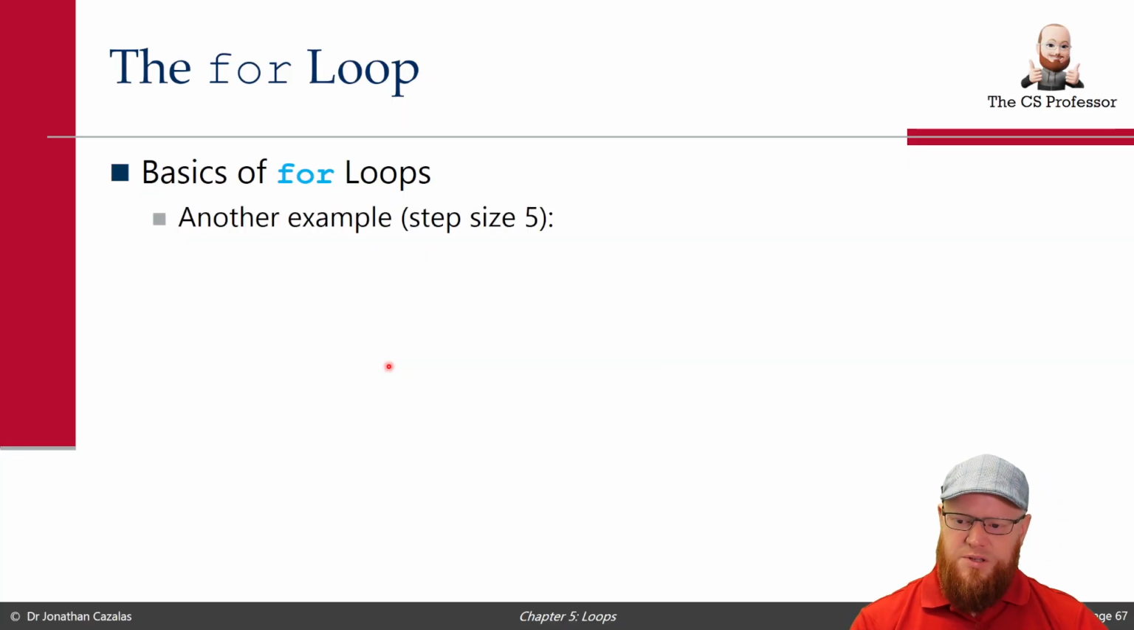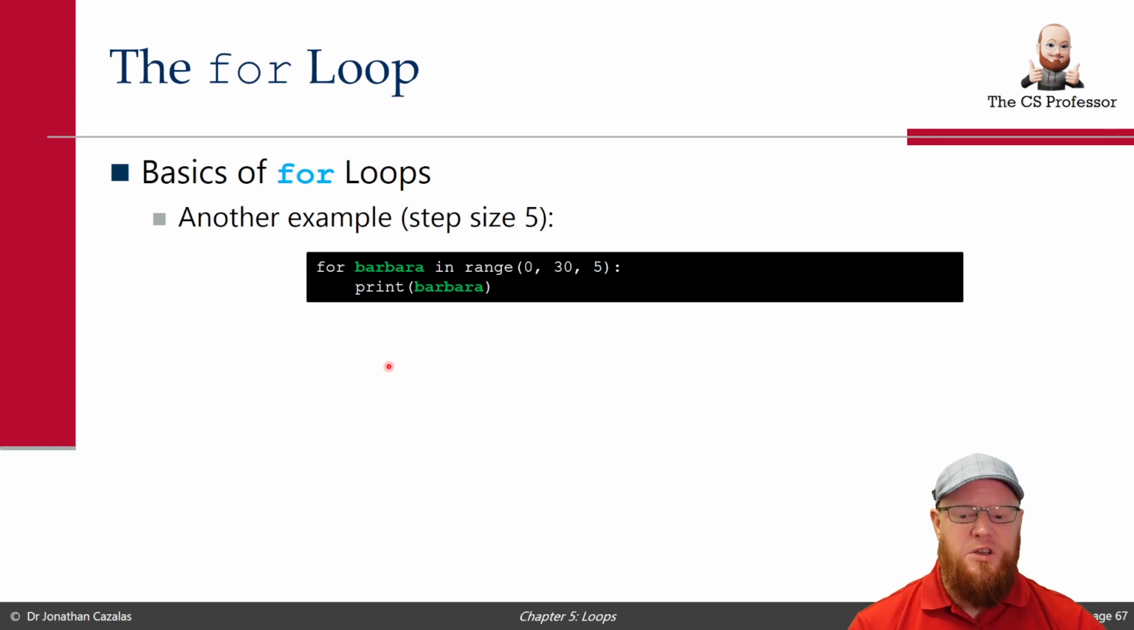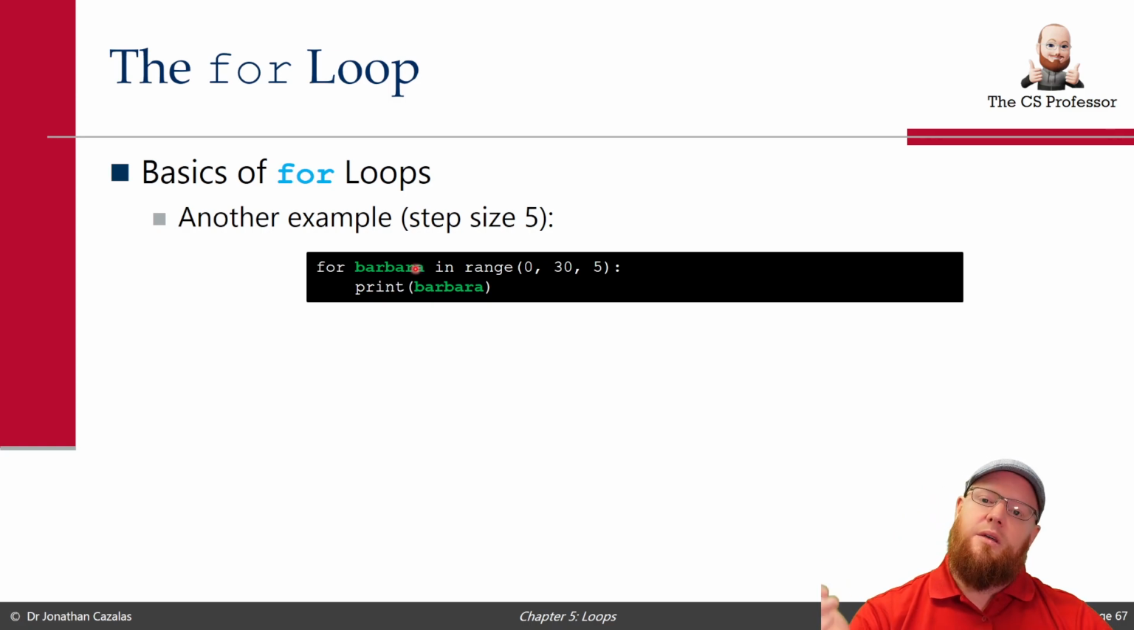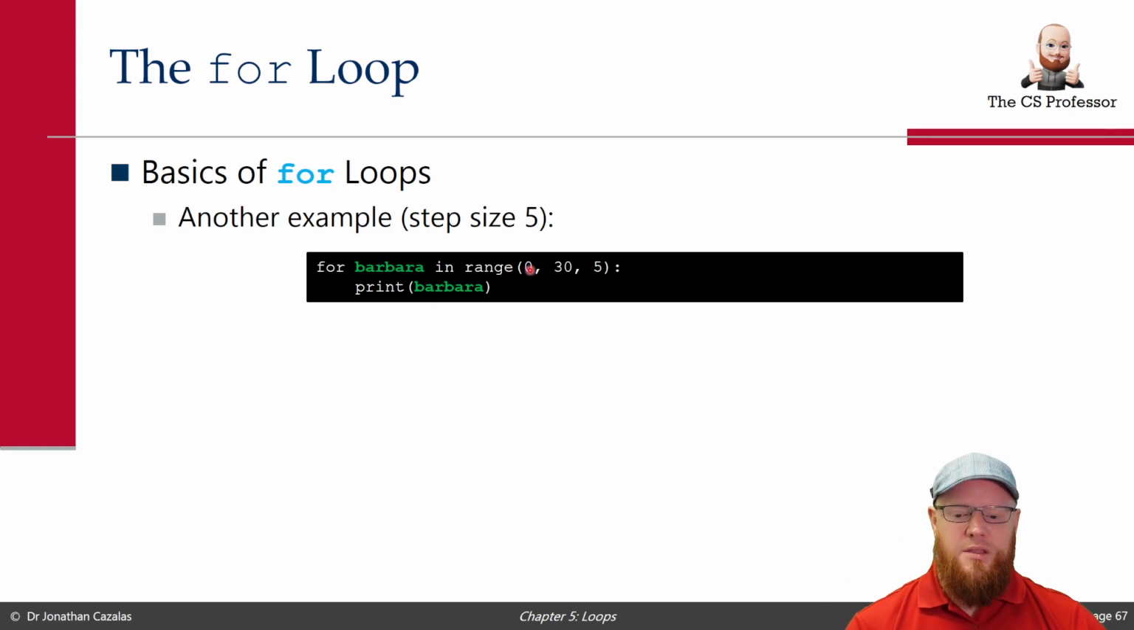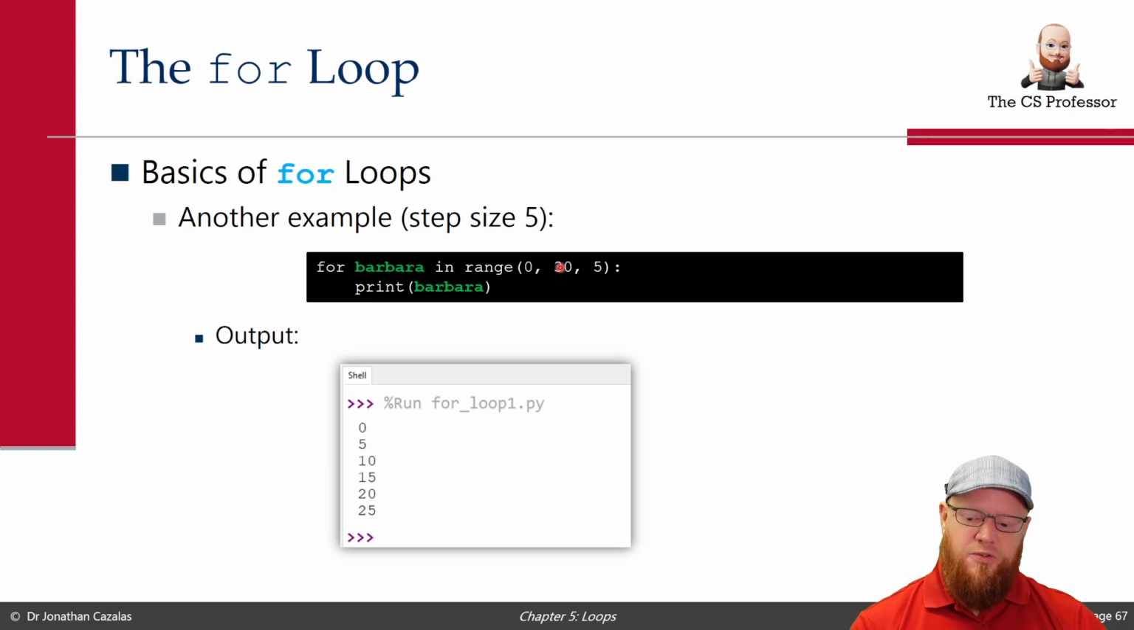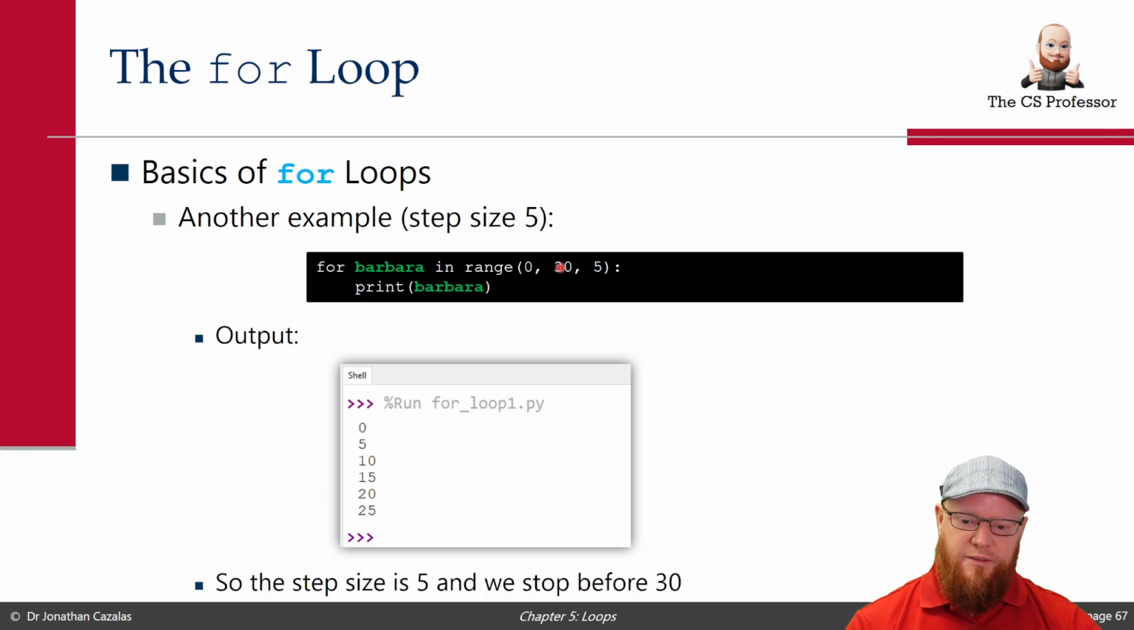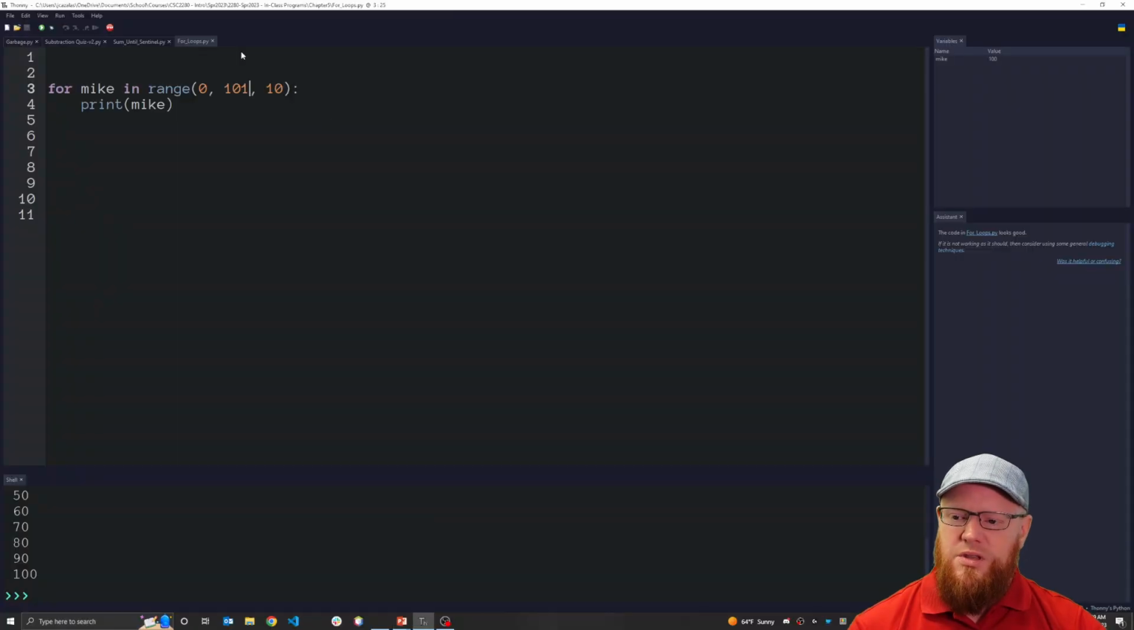So let's look at more examples here. Step size of 5 from 0 to 30. Step size of 5 for Barbara in range. So again, what happens is Barbara is going to get those values. Barbara becomes 0. Then Barbara gets the value 5. Then 10, then 15, then 20, then 25. Barbara will not get the value of 30. 0, 5, 10, 15, 20, 25. So this last value, this third value here, is the step size.